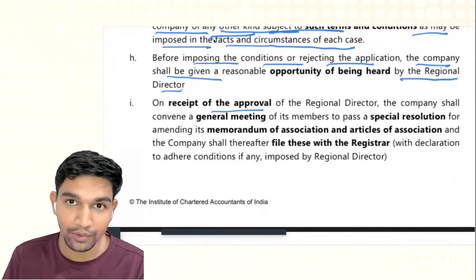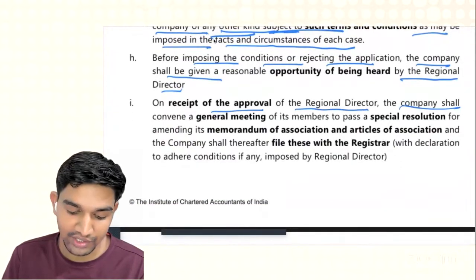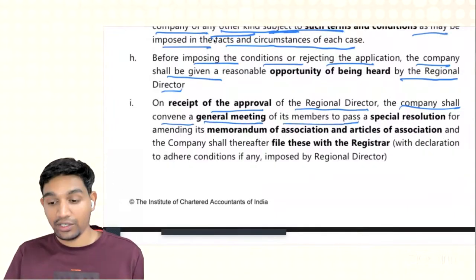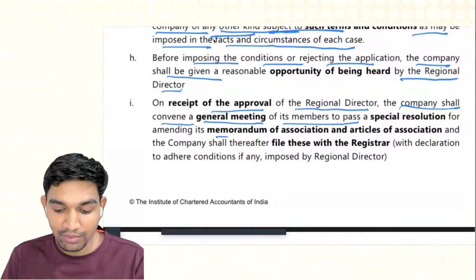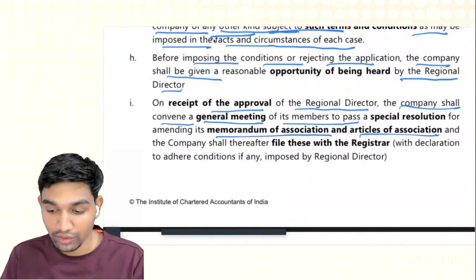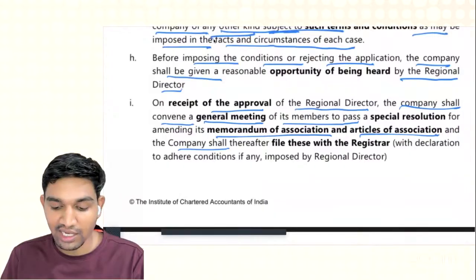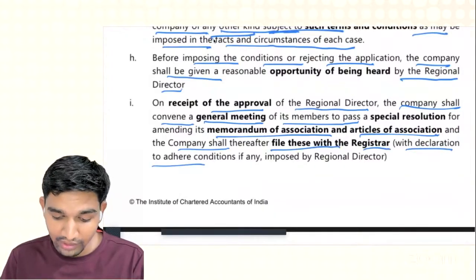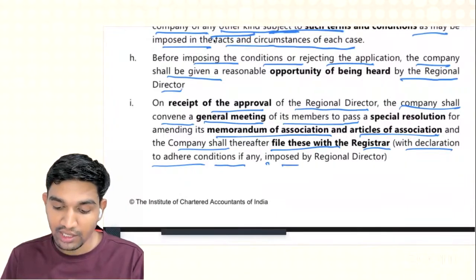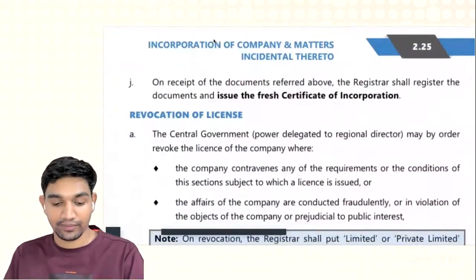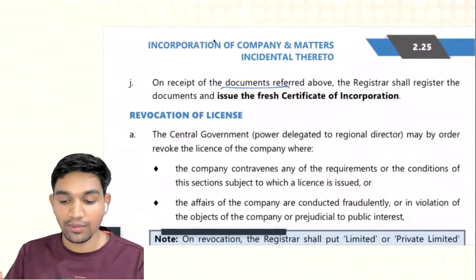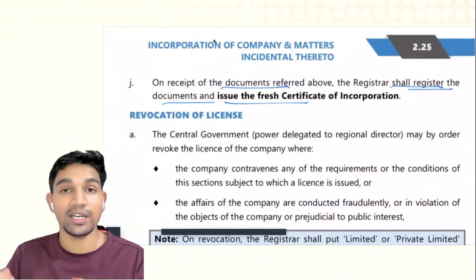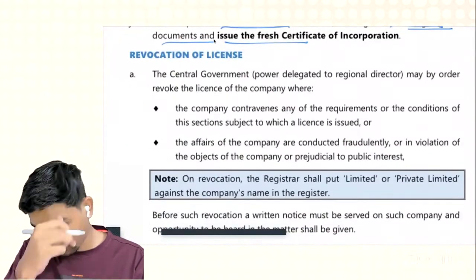On receipt of the approval of the regional director, the company shall convene a general meeting of its members to pass a special resolution for amending its memorandum of association and articles of association, and the company shall thereafter file this with the registrar with a declaration to add a condition, if any, imposed by the regional director. On receipt of the documents referred above, the registrar shall register the documents and issue the fresh certificate of incorporation.